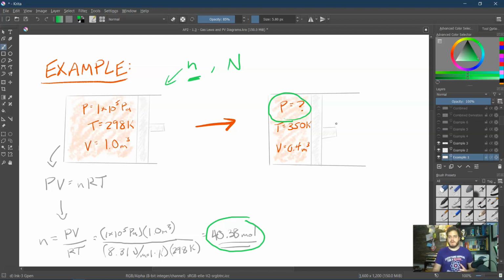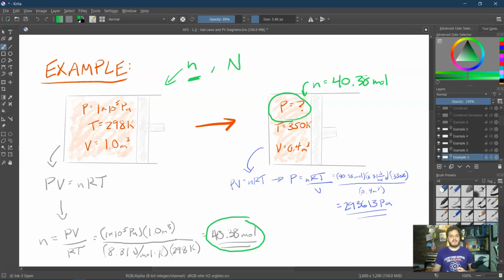Well, those moles aren't going to change over here. We know that there must also be 40.38 moles when we've compressed it even more. So now I can do PV equals nRT again, and this time solve for the pressure. I just divide both sides by V, and I stick in n, R, T, and V with my new T and V values, and I get a final pressure that, okay, is way too many sig figs, so we're going to cut it off a little bit. I get about 2.94 times 10 to the 5th pascals. Indeed, the pressure did go up.